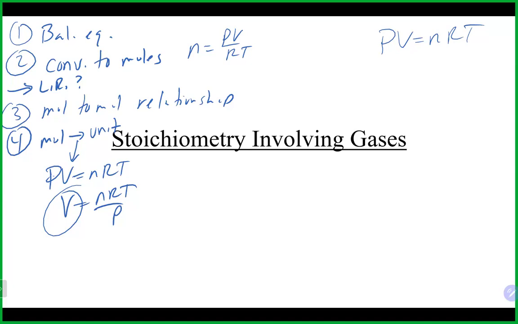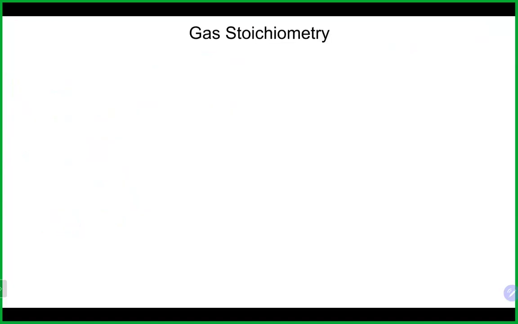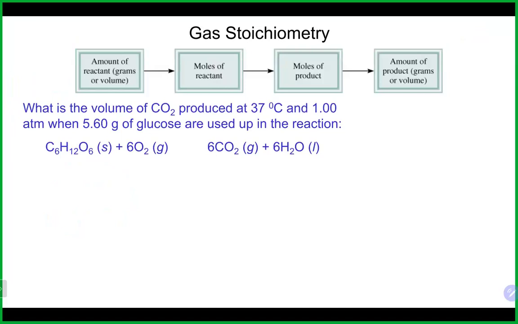Again, remember that has to be a pressure, temperature, constant situation. So let's take a look at one here together and talk about how we get there. Let's say we wanted to know the volume of CO2 that we produced at 37 degrees Celsius and 1 atmosphere when we started with 5.6 grams of glucose in this reaction.